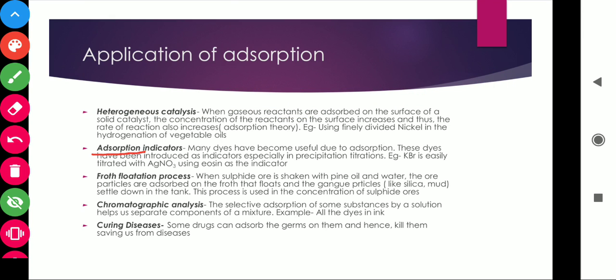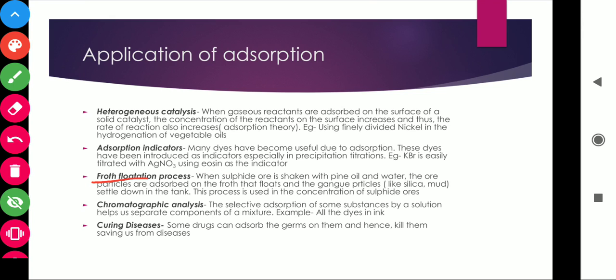Next is adsorption indicators. What are adsorption indicators? Many dyes are useful due to adsorption. These dyes have been introduced as indicators, especially in precipitation titrations. For example, KBr is easily titrated with AgNO3 using eosin as an indicator.